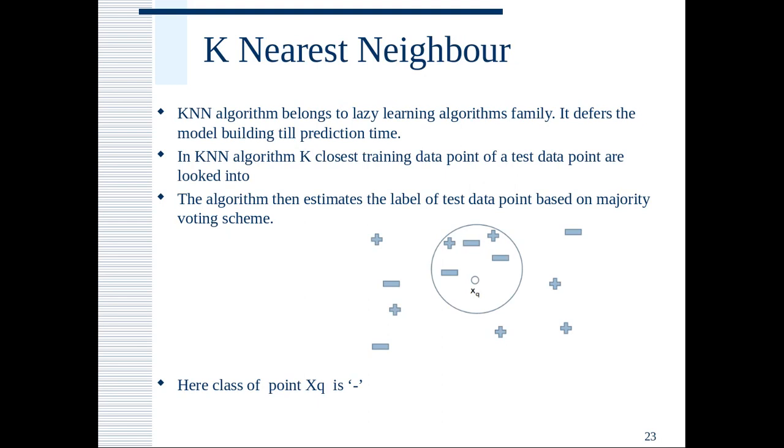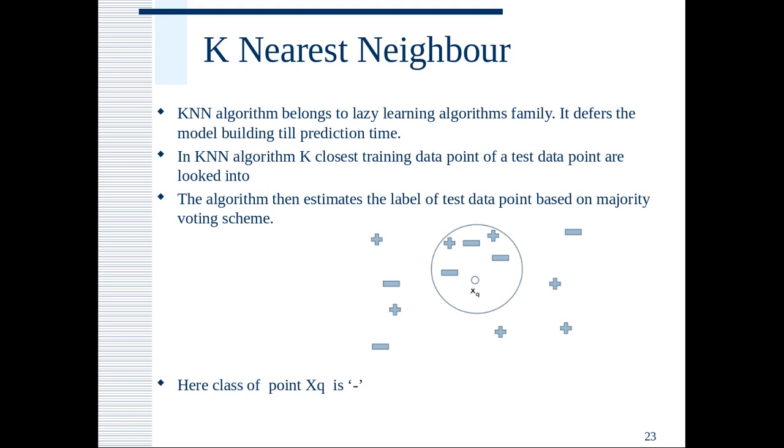Now let us discuss the next implementation, k-nearest neighbor. K-nearest neighbor is a lazy algorithm and an instance-based algorithm. Instance-based implies that it uses test and train data instances to make decisions, and lazy implies that it defers classifier and model building till prediction time.